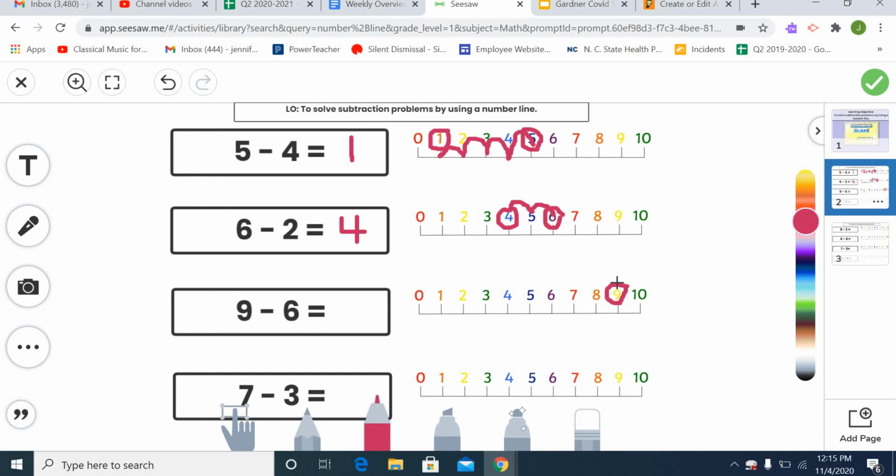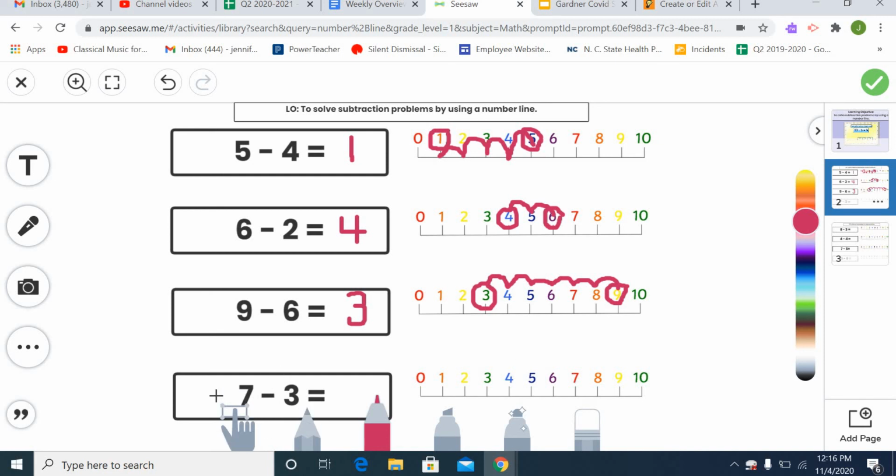So here we go, at number 9. 1, 2, 3, 4, 5, 6. What number did I land on? I landed on number 3. So now I know that 9 take away 6 is 3. Excellent job, guys.